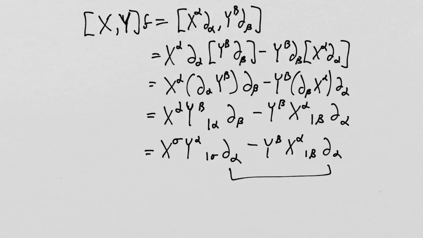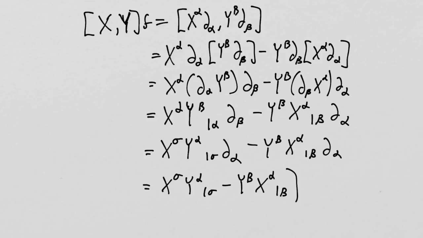And now the two partials are the same, so we can pull them out, and we write x sigma y alpha slash sigma minus y beta x alpha slash beta, partial alpha. So the thing we see here is that there's always a test function here, right? Why don't I put the test function in red? Test function here, here, here, and then it comes out here.